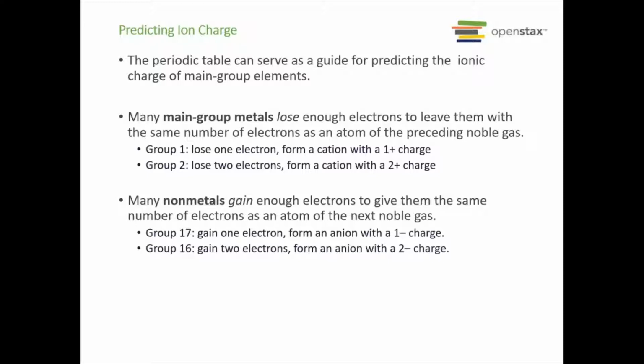So the periodic table can be a guide for predicting the ionic charge of the main group elements. The main group metals lose enough electrons to have the same number of electrons as an atom of the noble gas that comes before it. So they go backwards, if you will. In group 1, they lose 1 electron. They go 1 step back on the periodic table to the closest noble gas. Group 2, they lose 2 electrons. So group 1 then has a charge of +1. Group 2 has a charge of +2.